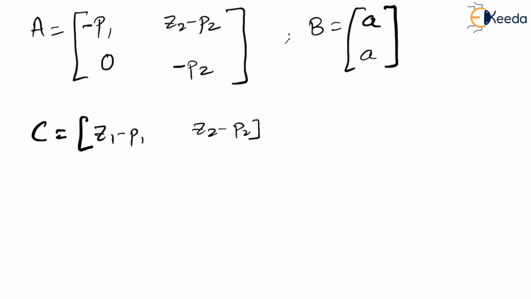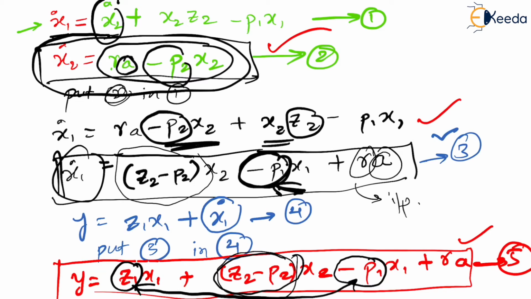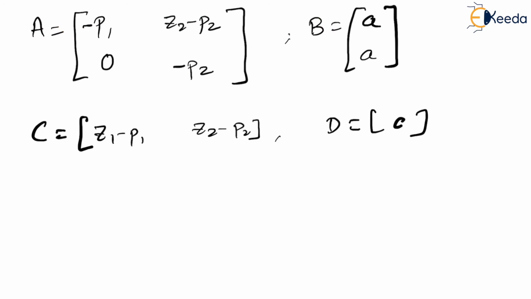Z2 minus p2. Now, what is the D matrix? Is there a D matrix? D into U, right? So yes, you have this R into A, which means A will be the element in the D matrix. So it is going to be A. So the state space model for that particular SFG has been formed. This is the way we have done it.